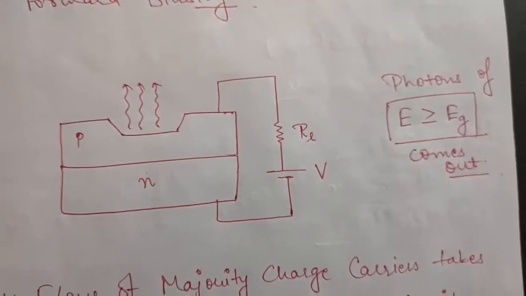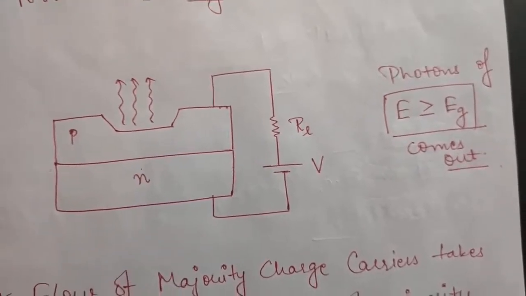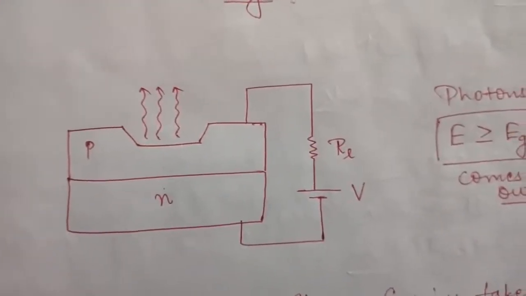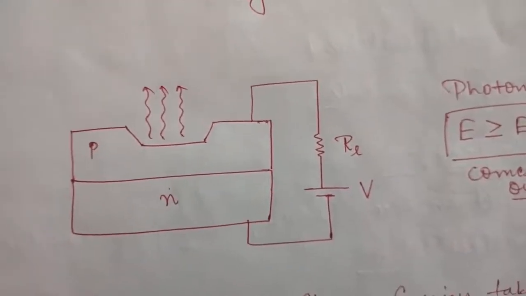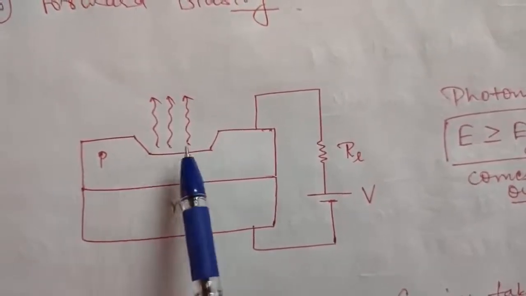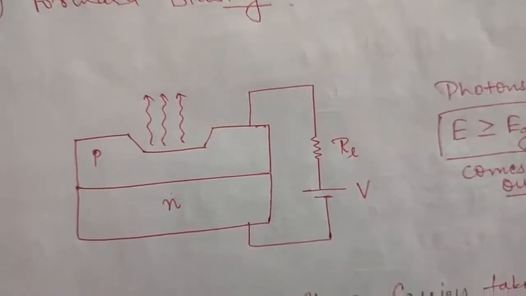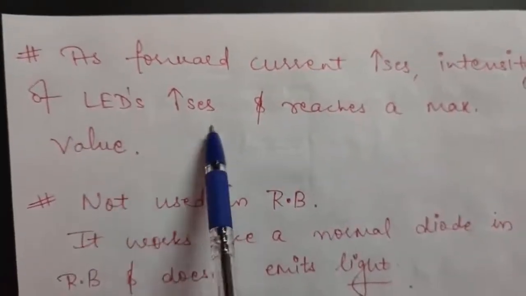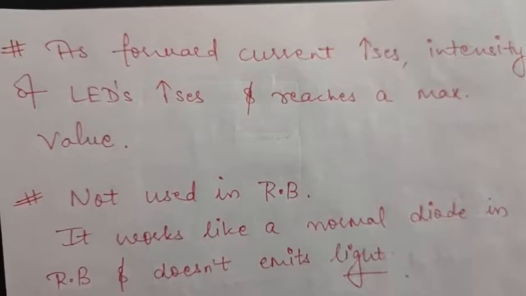So as you can see, electrons and holes, that is current carriers, are responsible for generating photons or for generating light. Okay. Now what was seen, as the forward current goes on increasing, the intensity of this emitted light also increases, but at a particular value, when all the recombination takes place, this intensity of light saturates. After that, it won't increase more, instead it will start to decrease. So you can say, as forward current increases, the intensity of LEDs also increases, and after that it will reach a maximum value when all the recombinations have taken place.